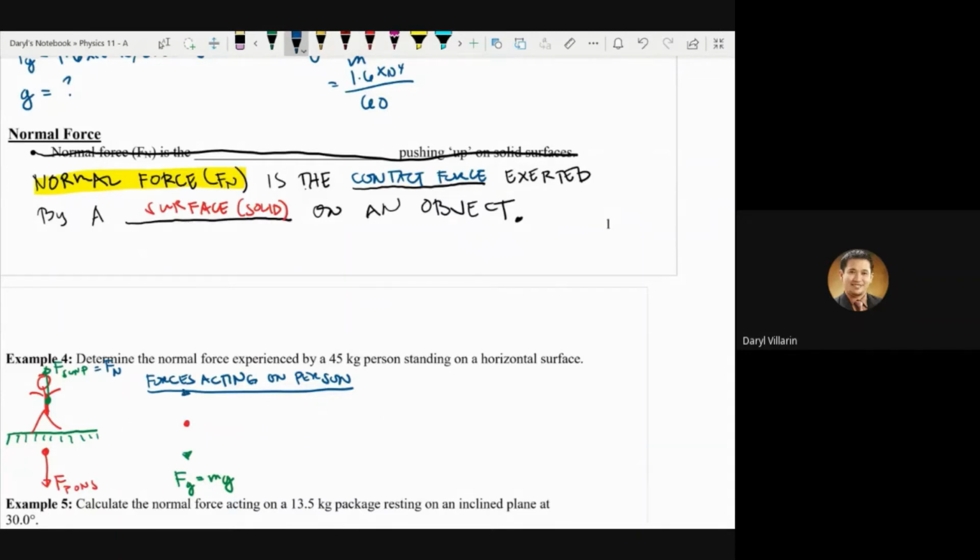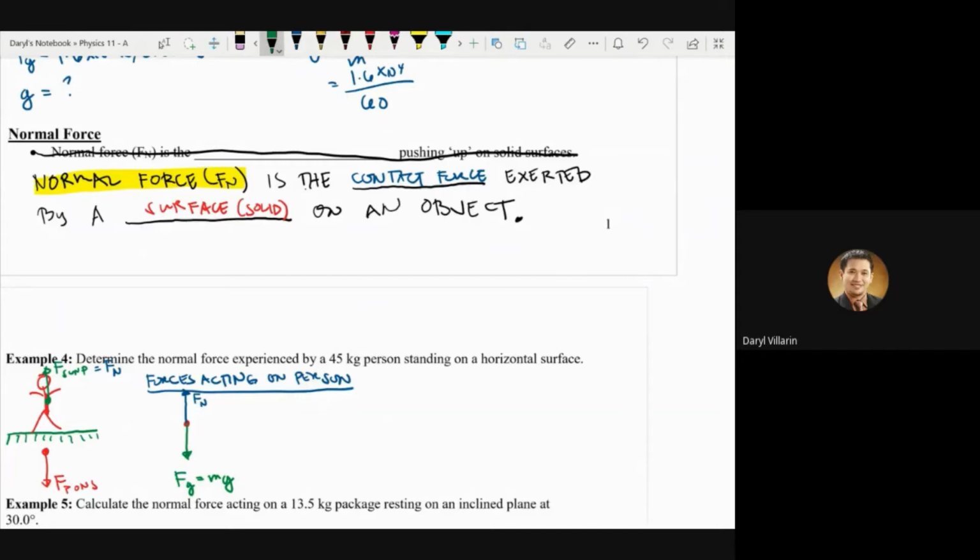So the force being exerted by the surface on the person is just called the normal force. And again, any object on Earth will always be subjected to the force of gravity. In this particular case, he's just standing, he's not jumping or anything. So therefore, this is at rest.